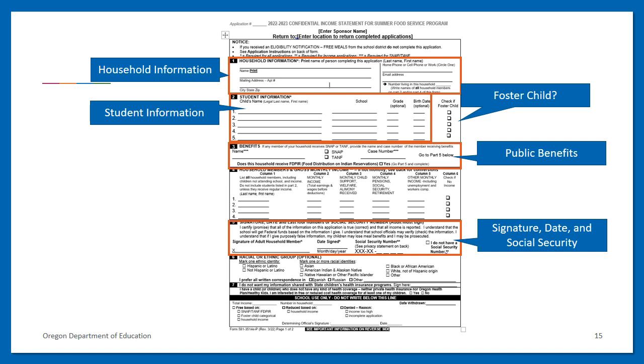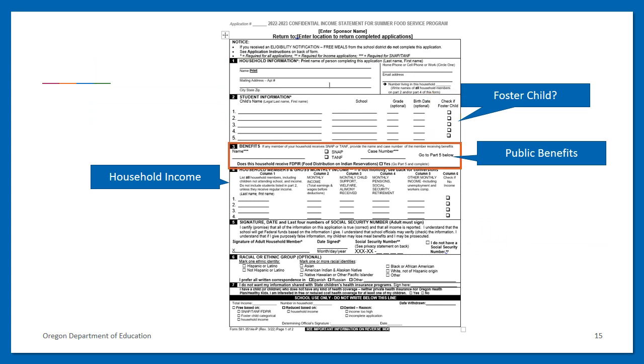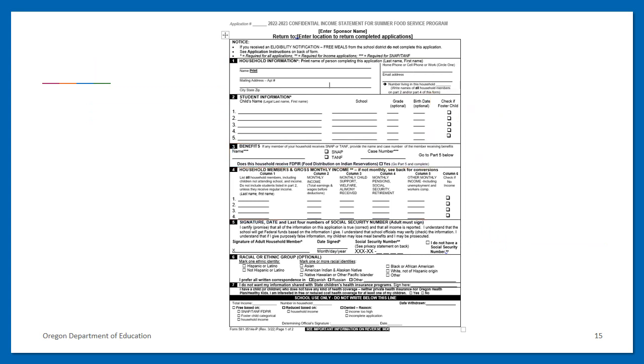If one child in the household is receiving SNAP, FDPIR, or TANF benefits, all other children in the household listed on the form are also categorically eligible for the SFSP. And if the family is eligible based on income, then Section 4 must be completed. Note that only one of these 3 sections is required to be completed in order to determine a participant's eligibility.